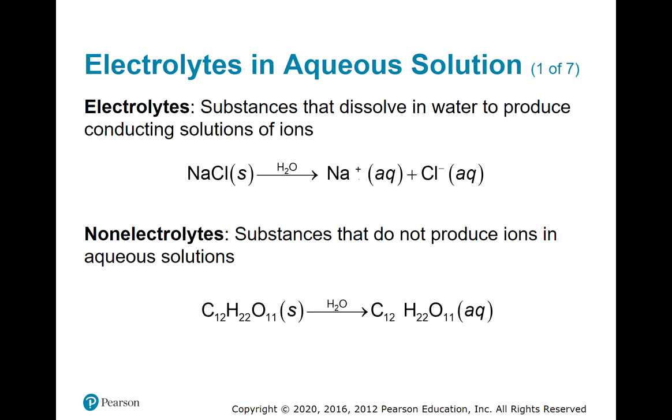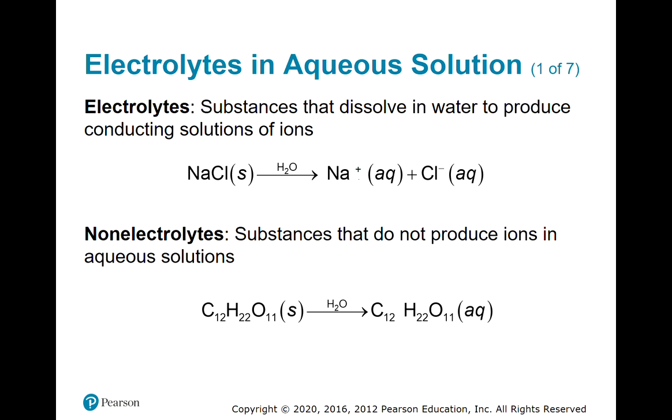In just pure sodium chloride, those cations and anions are packed together, like the diagram that you saw in Chapter 2. But in an aqueous solution, they're going to be floating around surrounded by water molecules and separate from each other. Now, contrast this to non-electrolytes, which are substances that don't produce ions when they dissolve in an aqueous solution.